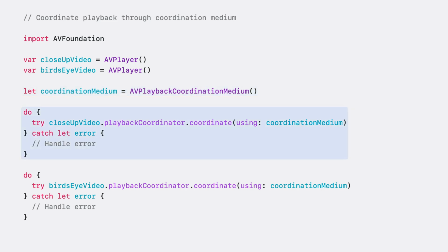Then, I connect each player to the coordination medium by using the coordinate method. This method can throw errors, so it's important to handle them. Finally, I'll do the same for my second player, the bird's eye shot. Now, both playback coordinators are connected to the coordination medium, and the actions on each player will be synchronized. All I have to do is call an action on one player, and all of the other connected players will do the same. In this example, I only used 2 players, but you can connect more players.